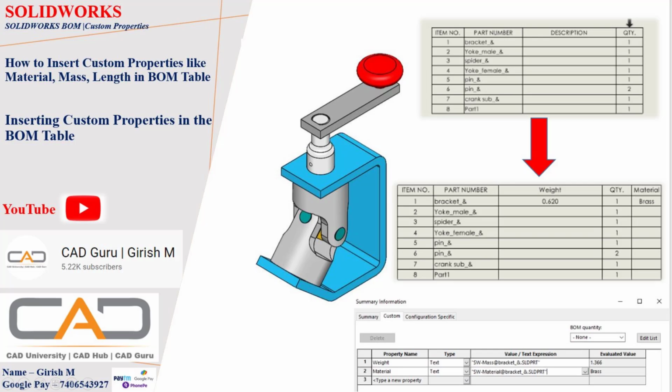Some of my YouTube subscribers had asked me about customizing the properties inside the BOM, like material, mass, and length, etc. So how to do it, we'll see in this particular session. Inserting the custom properties inside the bill of materials of assemblies or components. Let's get started with this.